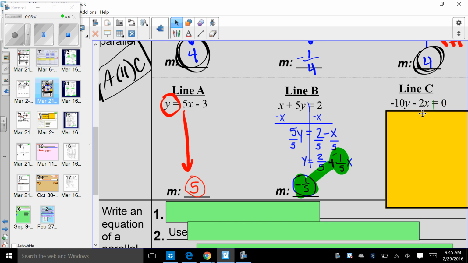Taking a look at line C, we have negative 10y minus 2x equals 0. We're going to solve that equation for y. Go ahead and do that right now, please. Everybody should be solving for y. Add 2x, copy, paste, hand method kicks in. Go ahead and work through that. Everybody solving for y right now?